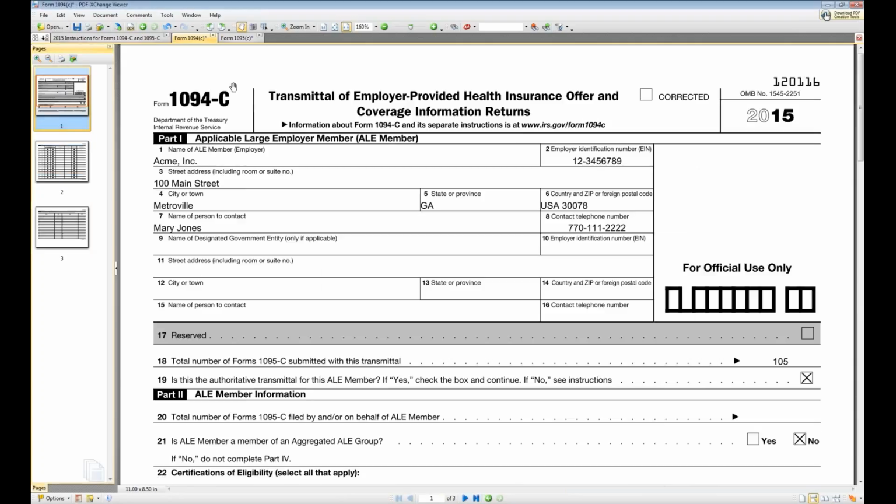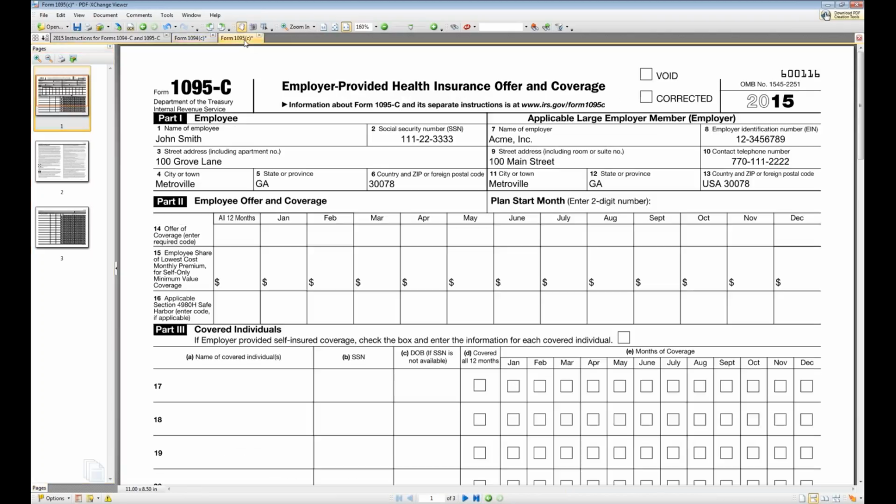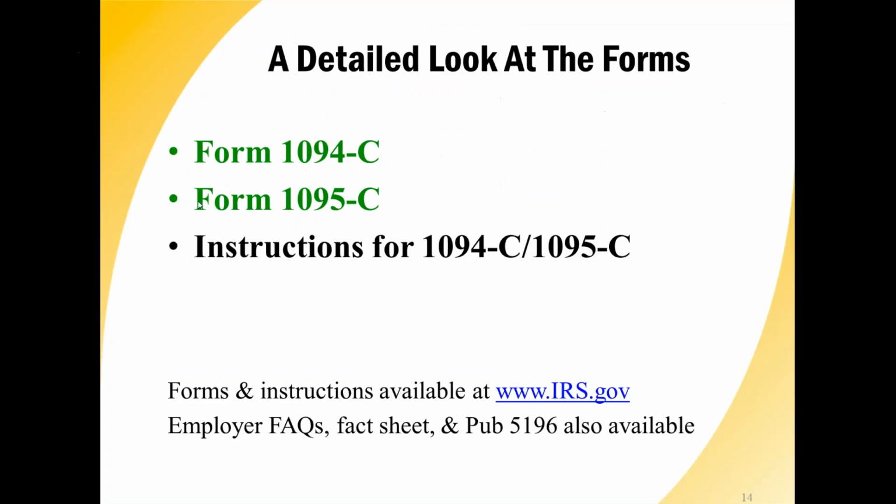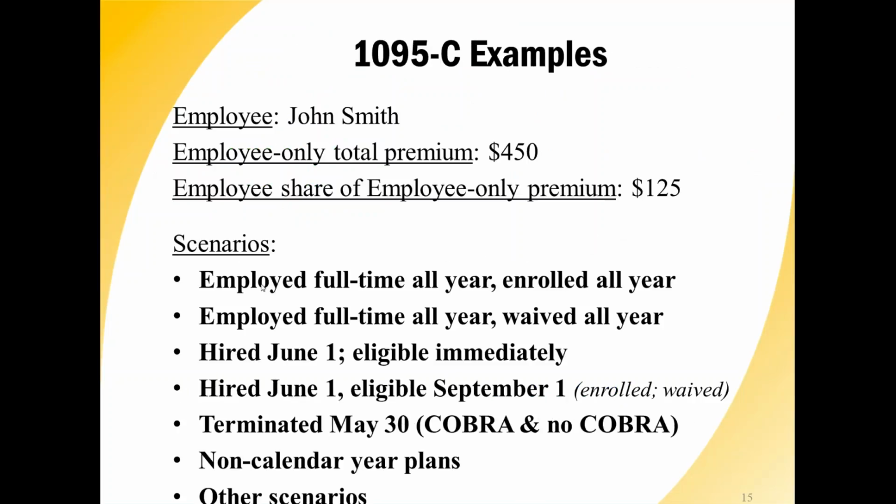So again, that's a very quick look at the 1094C, but I'm going to skip ahead because I really want to get to the 1095C. I'm going to pull that up on the screen now and actually go back just briefly to the slides for just a moment, because I'm going to show you what I'm going to do in the final amount of time that we have together this afternoon.